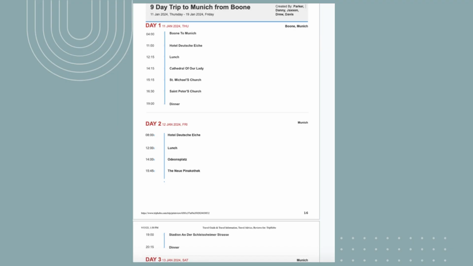So lastly, here's just a look at the general layout of our itinerary. It was an 8-day trip that we planned out, or 9-day trip. And so this goes on for a few pages, but this is kind of the layout for the whole thing.